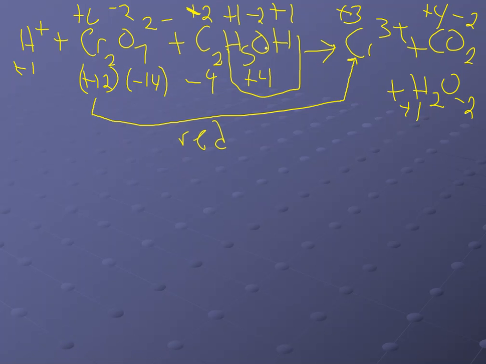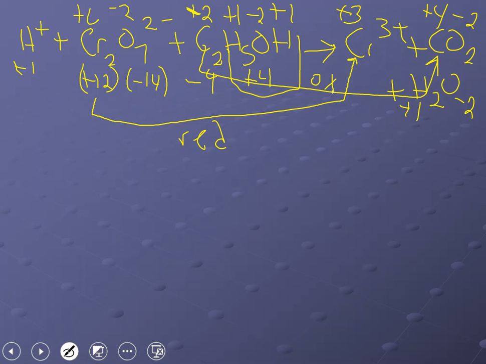The oxygen's -2s all around, so it didn't change at all. Let's take a look at this carbon. Carbon, this is a -2, remember. So we've got a -2 here, and it went to a +4, so it became more positive. So I'm going to have an arrow going over here to this carbon, and that became more positive, which means it lost electrons and it was oxidized.